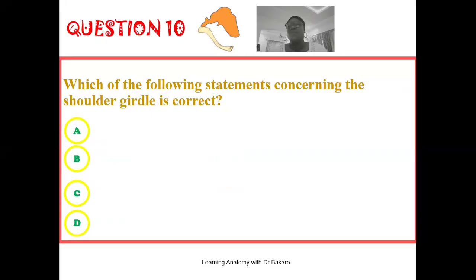Now let's go to the 10th question, which is the last question. And this reads that which of the following statements concerning the shoulder girdle is correct? Is it the fact that it allows for a wider range of limb movement than the pelvic girdle? We know that we have another girdle that is located around the lower limb, which is the pelvic girdle.